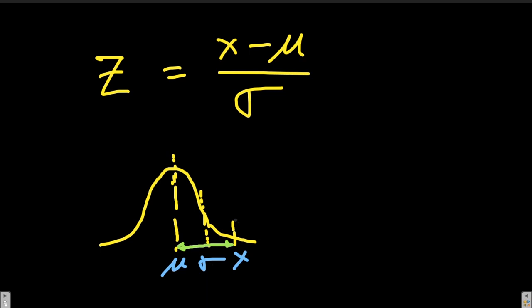Now, when I divide this difference by sigma, basically I see how many standard deviations away x is from mu. That's basically the definition. When I do x minus mu by sigma, it shows how many standard deviations away x is from mu. So if, let's say, this distance is 2 sigma, then z is basically 2, which means that x is 2 standard deviations away from the mean mu. That's basically the idea.